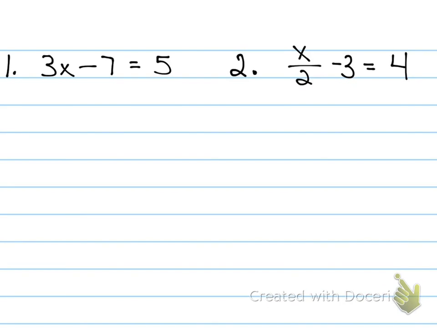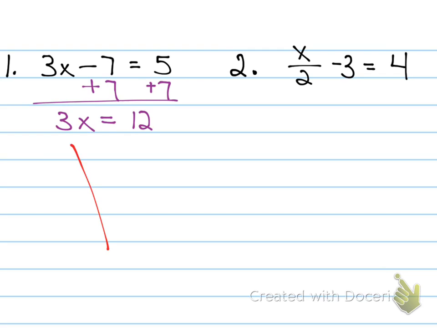Okay, so number one, what did I do first? What's my first step? Come on, guys. What do I do? Yes, I add 7 to both sides. 3x equals 12. Now, what operation is connected to my variable here? It's multiplication. It's so obvious.